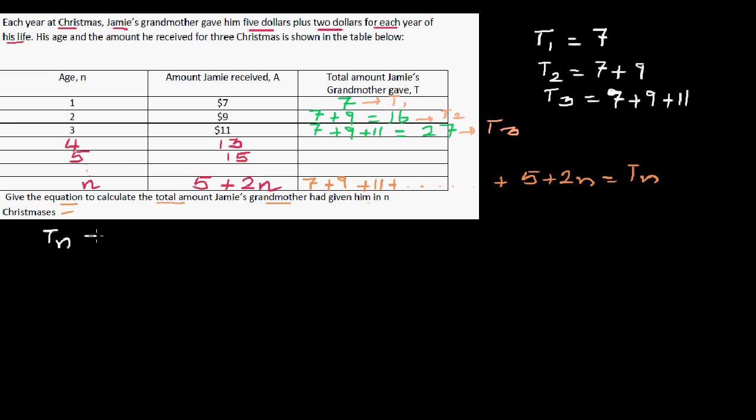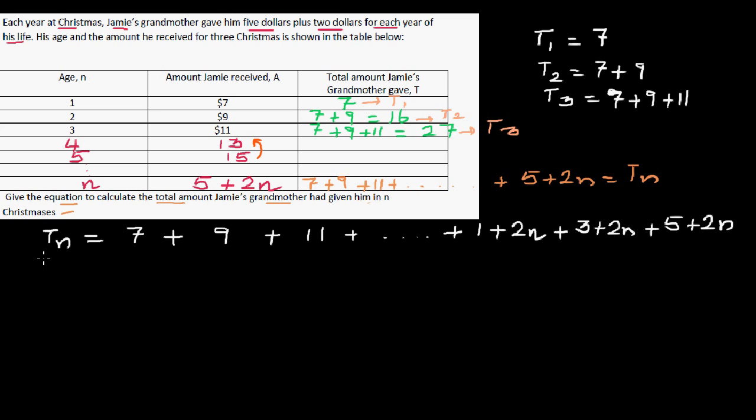So Tn, I can write as 7 plus 9 plus 11, plus, it'll continue. I need a plus something here, plus something here. So in the nth year, we know she gave 5 plus 2n. In the previous year, if you look backwards, she would have given $2 less than this, which would be 3 plus 2n. And in the year before that, she would have given 1 plus 2n.